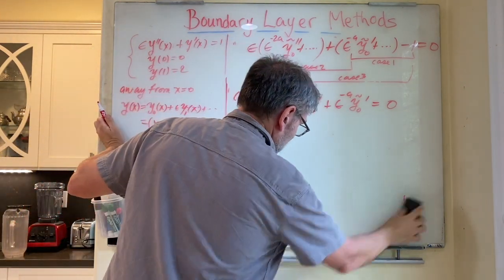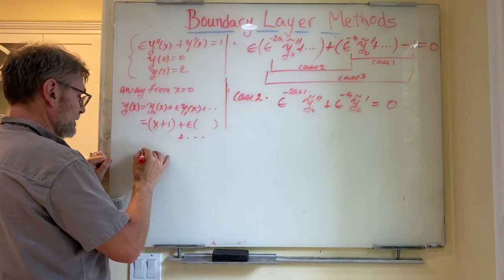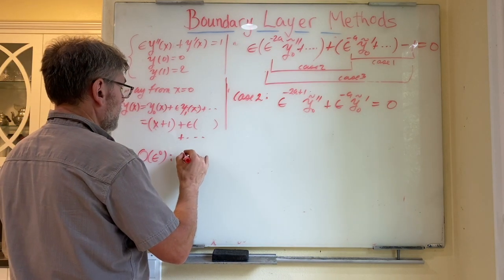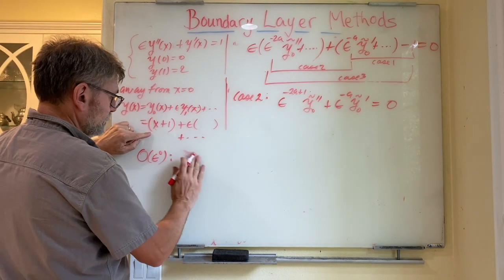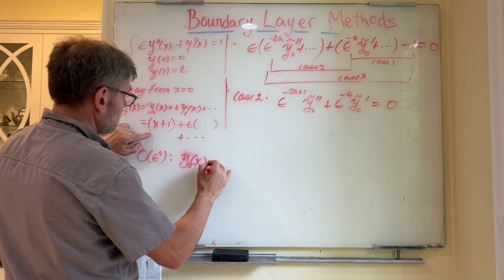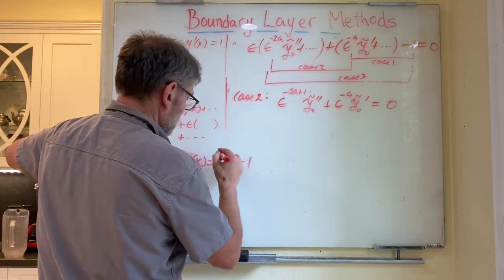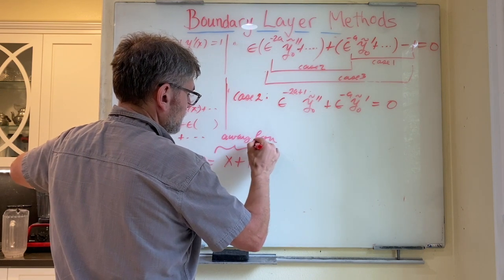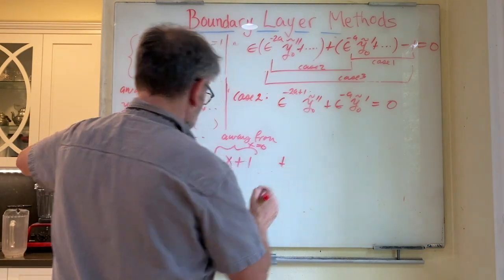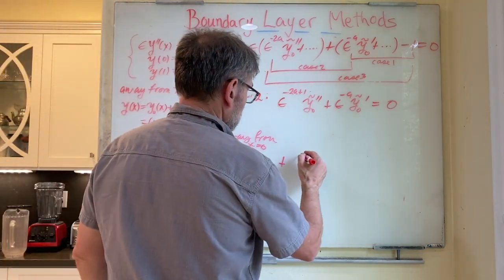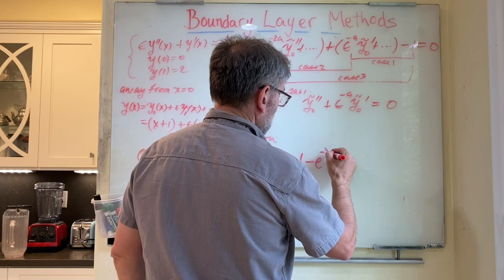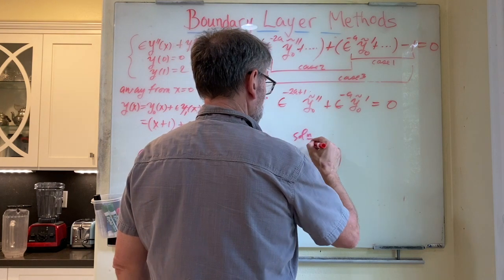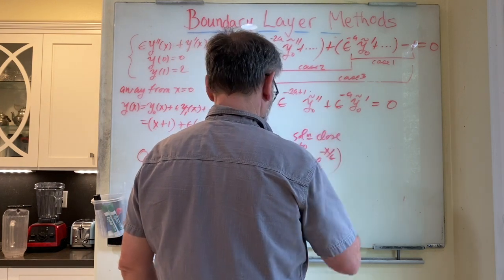So to order epsilon to the power 0, the solution is going to be y naught of x is equal to x plus 1. That's the solution away from x equals 0, plus the solution that I just erased, which is 1 minus e to the minus x over epsilon. This is the solution close to x equals 0, or the boundary layer solution.